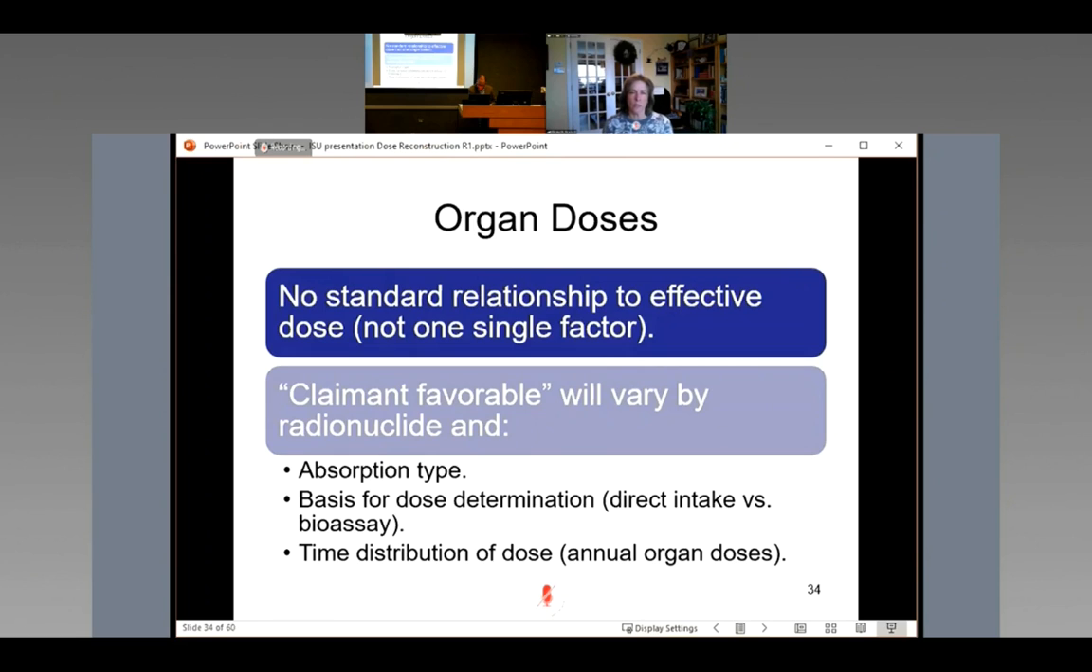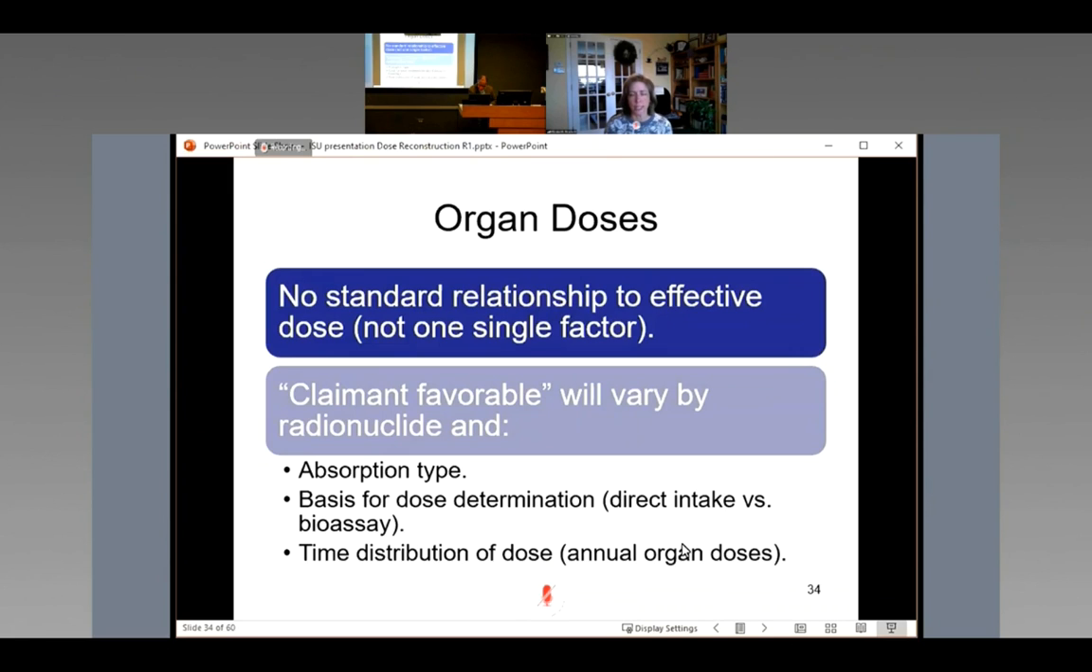So when looking at organ doses, this turned out to be somewhat of an issue early on, where if you're used to doing occupational internal dose, what you think intuitively is going to happen is not necessarily the case. There's not a standard relationship to effective dose from an organ dose, not one single factor. Claimant favorability, which is what we're required to do, varies by absorption type of the nuclide, the basis for the dose determination, that is whether you are monitoring the intake based on air monitoring, so a direct intake value, or if you're starting with bioassay, and the time distribution.